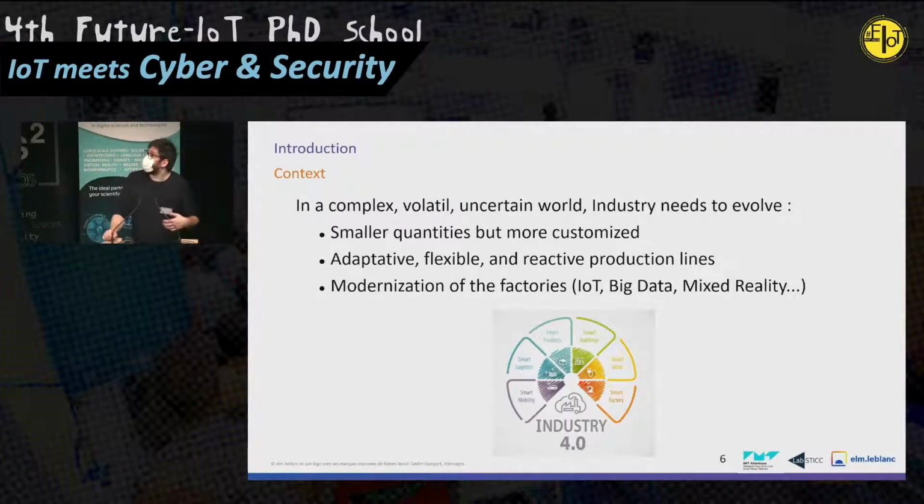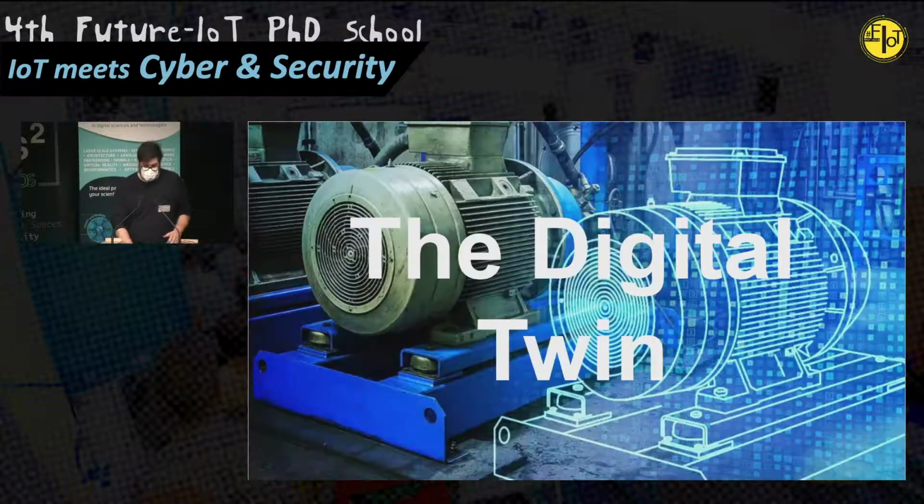The industry needs to be more flexible, more adaptive, and more reactive to change. We need to build smaller quantities but more customized to demand, because now we can't manufacture very big orders. We have to change these kinds of things, and we have to modernize the factories by using IoT, big data, mixed reality, and a digital twin.